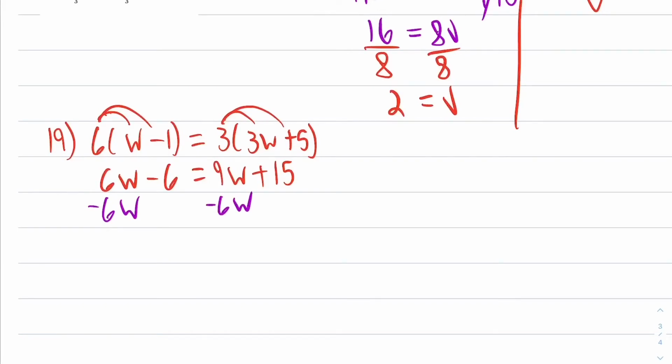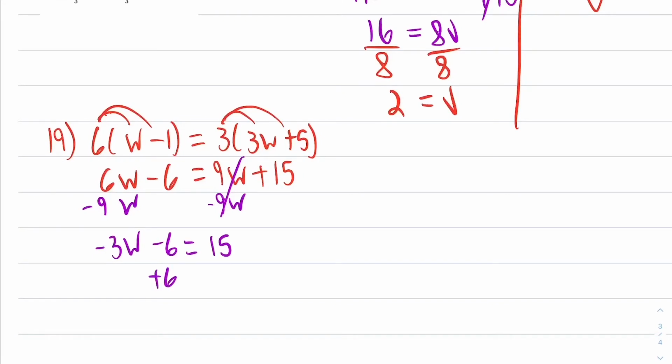You know what? Just because you might not do that, I'm going to do it differently this time. So let's move the 9, just because it is fine if you do that. This side will balance out to make 0. These two are going to make a -3w minus 6 equals 15.